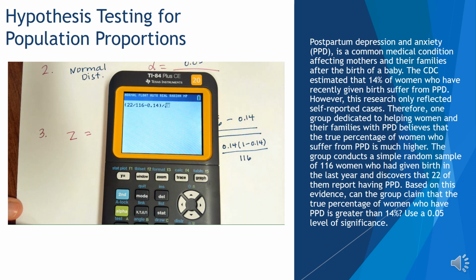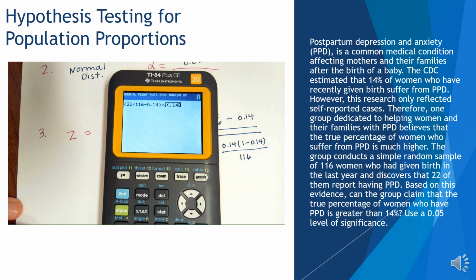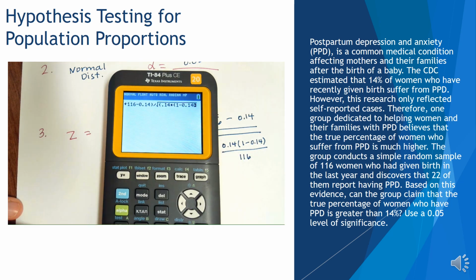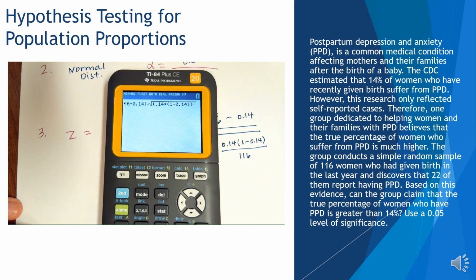So again, I'm going to put parentheses around my numerator. 0.14 times, open parentheses, 0.14. I put the 0 here on the 0.14, but if I didn't put it there, it doesn't matter. Close that parentheses. Now close the numerator parentheses. Divided by sample size 116. Get out of that and then hit enter.